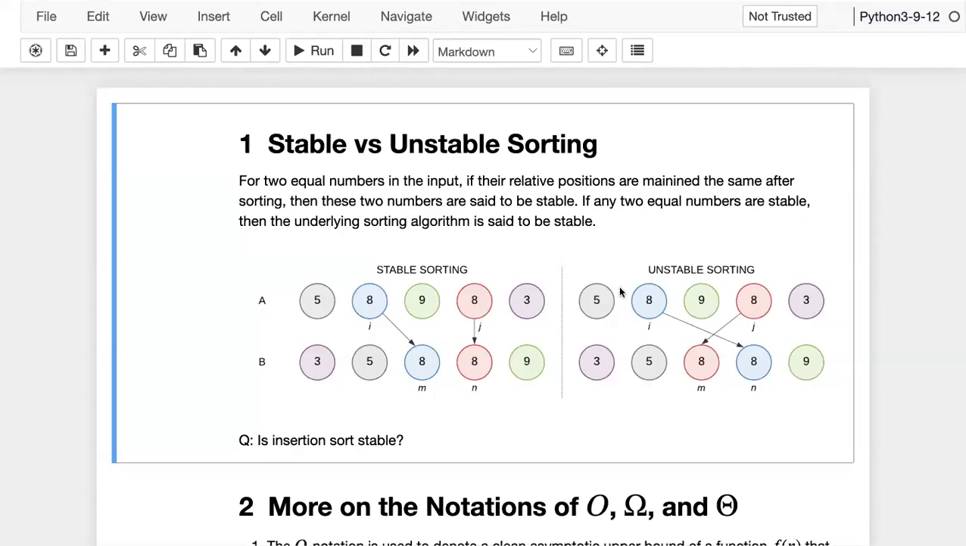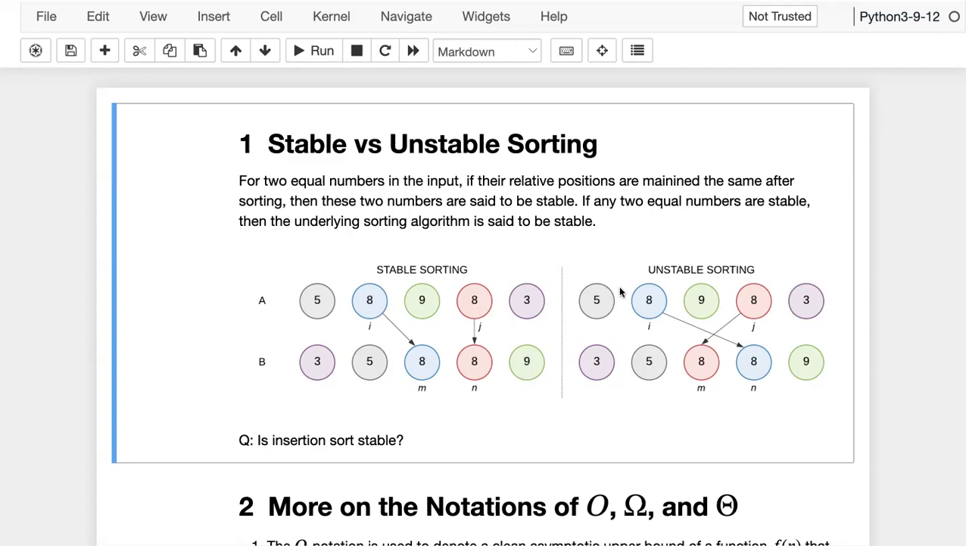Hello, everyone. In this video, I'm going to talk about what is stable sorting, and then I'm going to explain the notations of big O, big omega, and big theta.